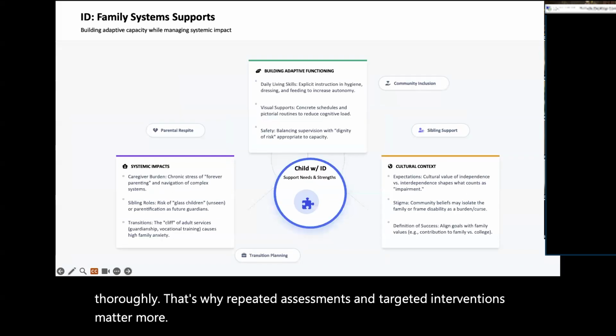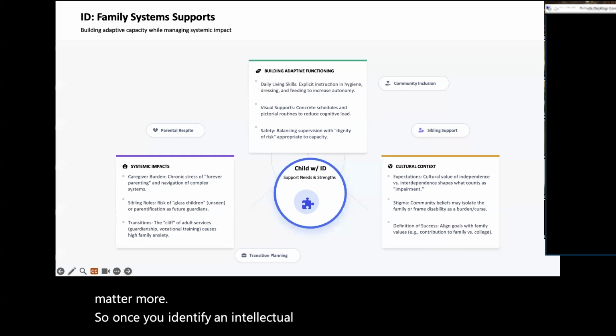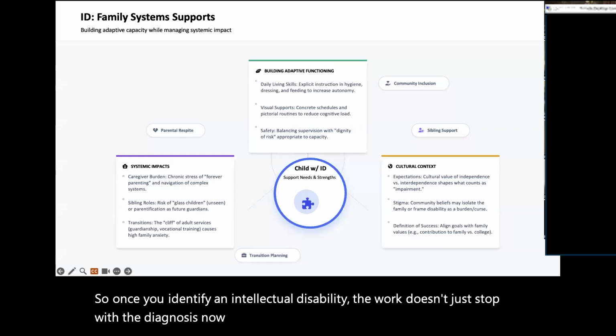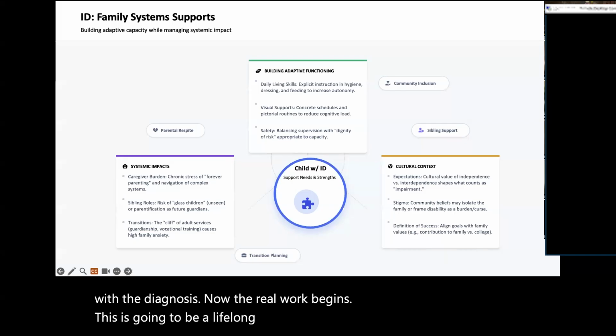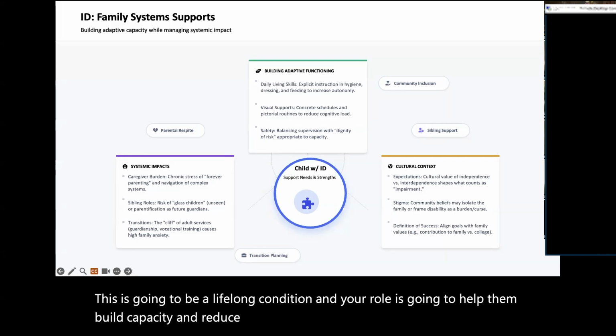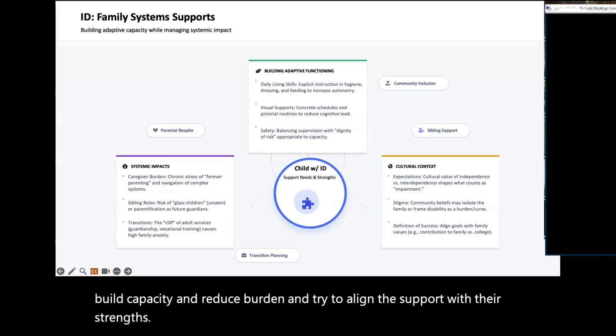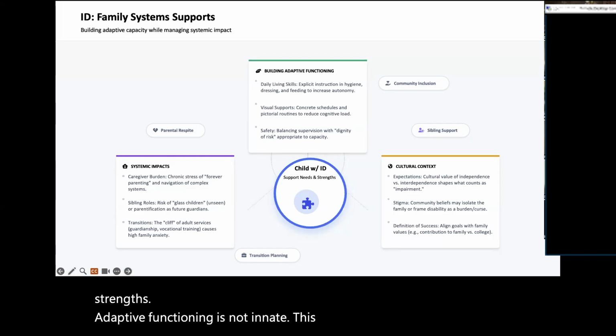So once you identify an intellectual disability, the work doesn't just stop with the diagnosis. Now the real work begins. This is going to be a lifelong condition, and your role is going to help them build capacity and reduce burden and try to align the support with their strengths. Adaptive functioning is not innate. This is stuff that can be taught and scaffolded and reinforced over time.